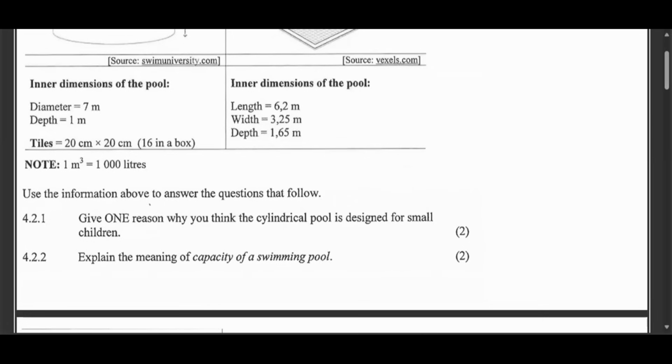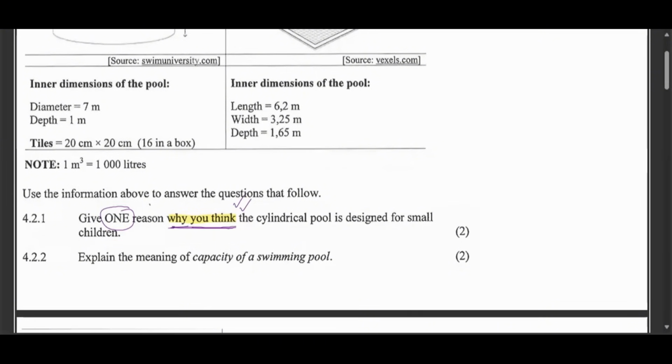Here they're asking us, give one reason why you think. Take note of that. Why you think. Such questions should not be left hanging. Why? They're telling us why. This is why you think. This has to be an independent answer from your thinking part of it. That means you think. The moment you entered the examination room, you thought about it. So they're asking, give one reason, not more than one.